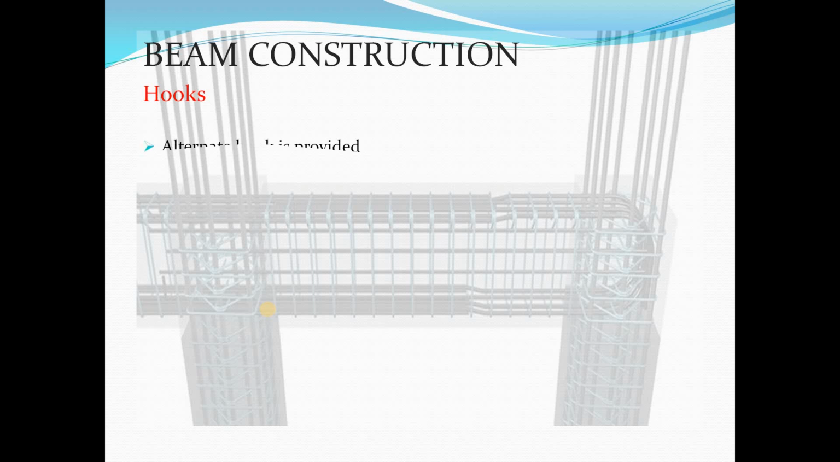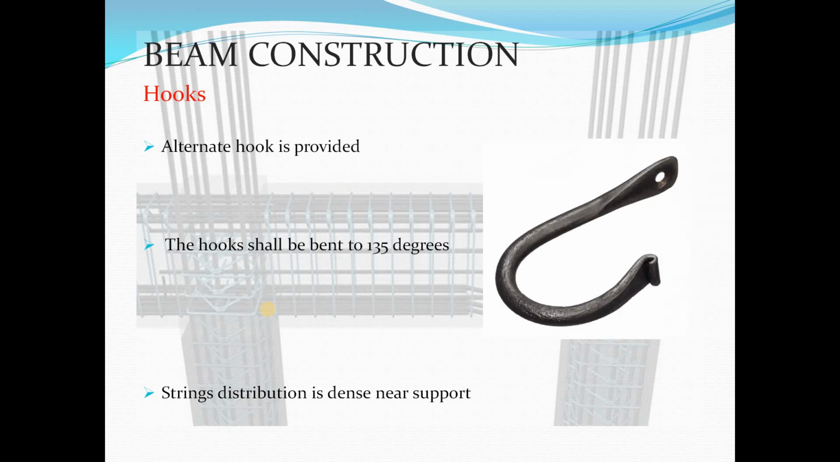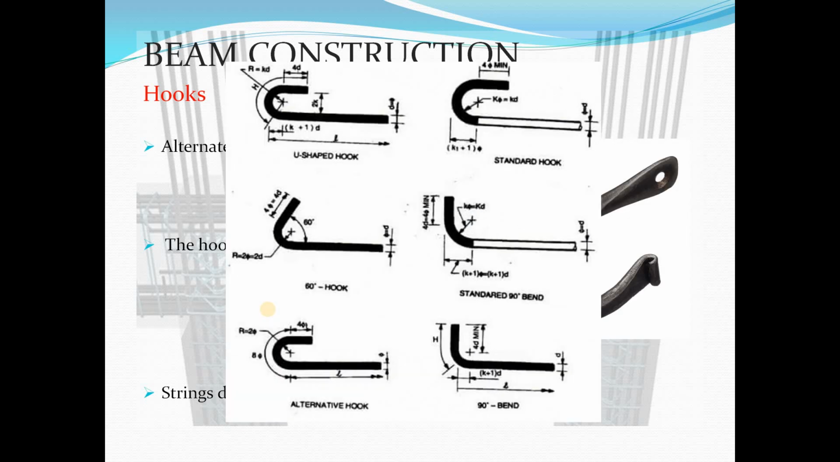Hooks. Alternate hooks are provided, and the hooks shall be bent to 135 degrees. Stirrup distribution is dense near the support. But there are many kinds of hooks. There are U-shaped hooks, standard hook, 60-degree hook, standard 90-degree bent hook, alternative hook, and 90-degree bent hook again.